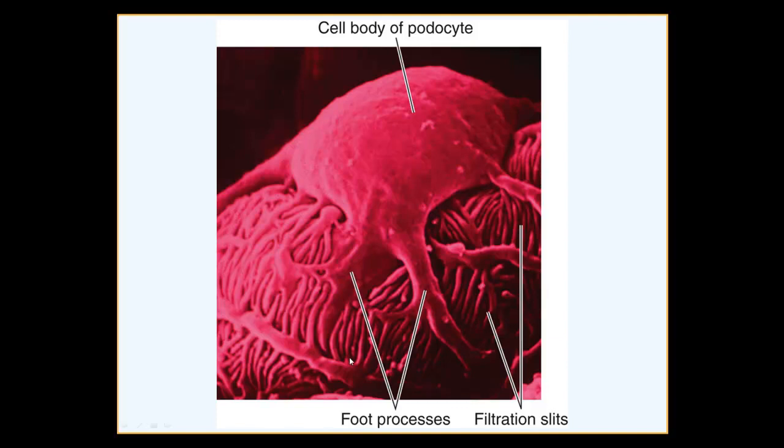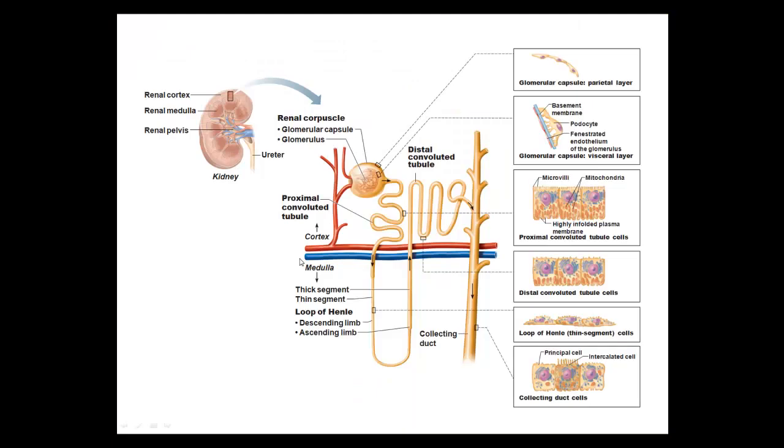We used to think of that barrier as a static barrier, that we could never change the filtration slits. But now we realize, through paracrine talk with the mesangial cells, that these barriers are actually dynamic, and the podocytes are capable of increasing those slits or closing them up, therefore allowing more or less filtration as needed by your body. And we will talk about this mechanism later on.